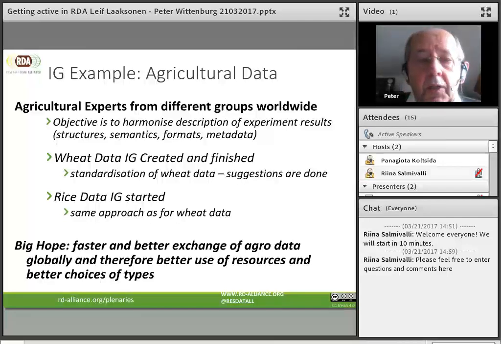Which is of course a very big issue as well globally. And the big hope from the people working in this group is to have a faster and better exchange of agricultural data globally, and therefore a better use of the existing resources and better choices of types of grain or wheat or rice, dependent on the circumstances, so climate and so forth, which they have in different countries. So that's the agricultural data. Let me see.